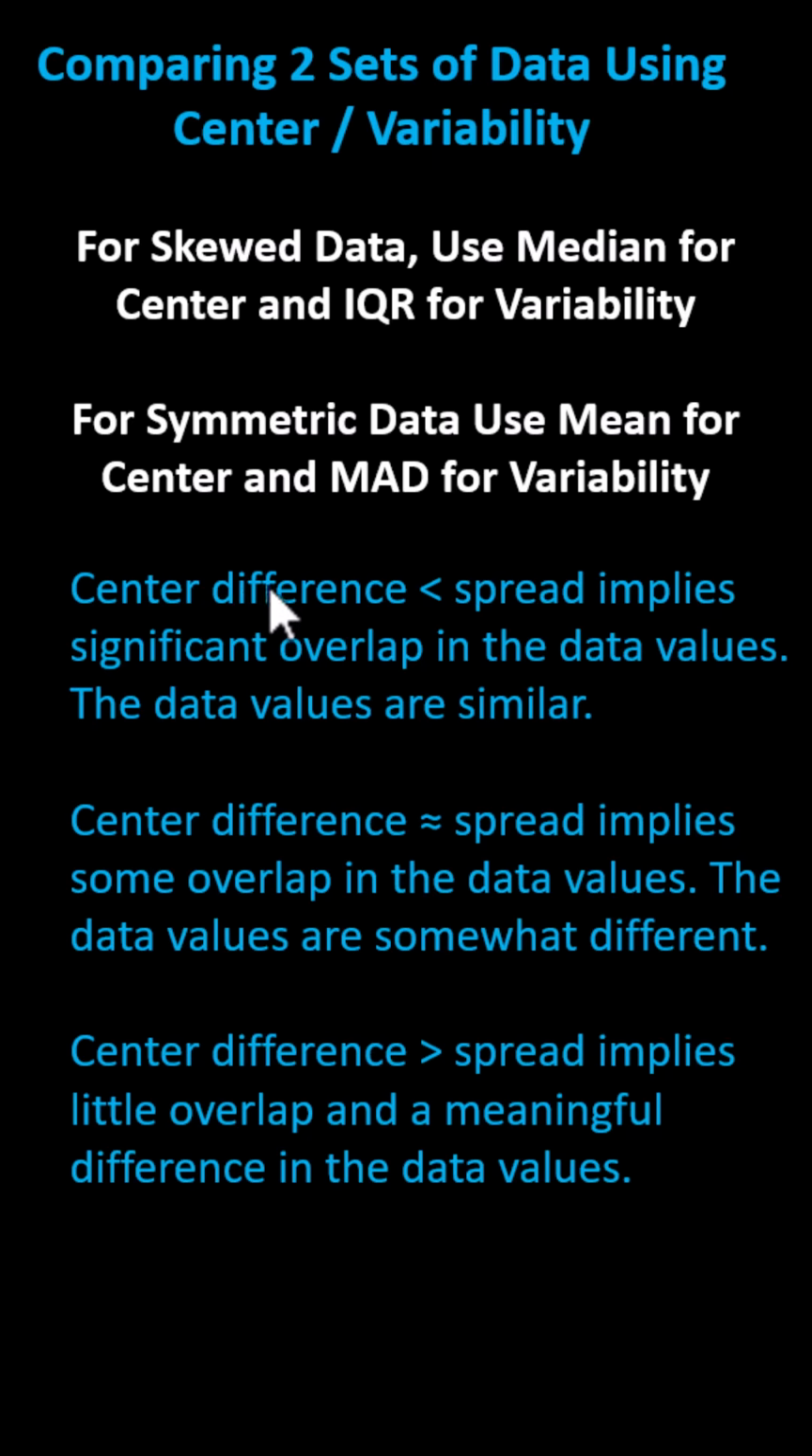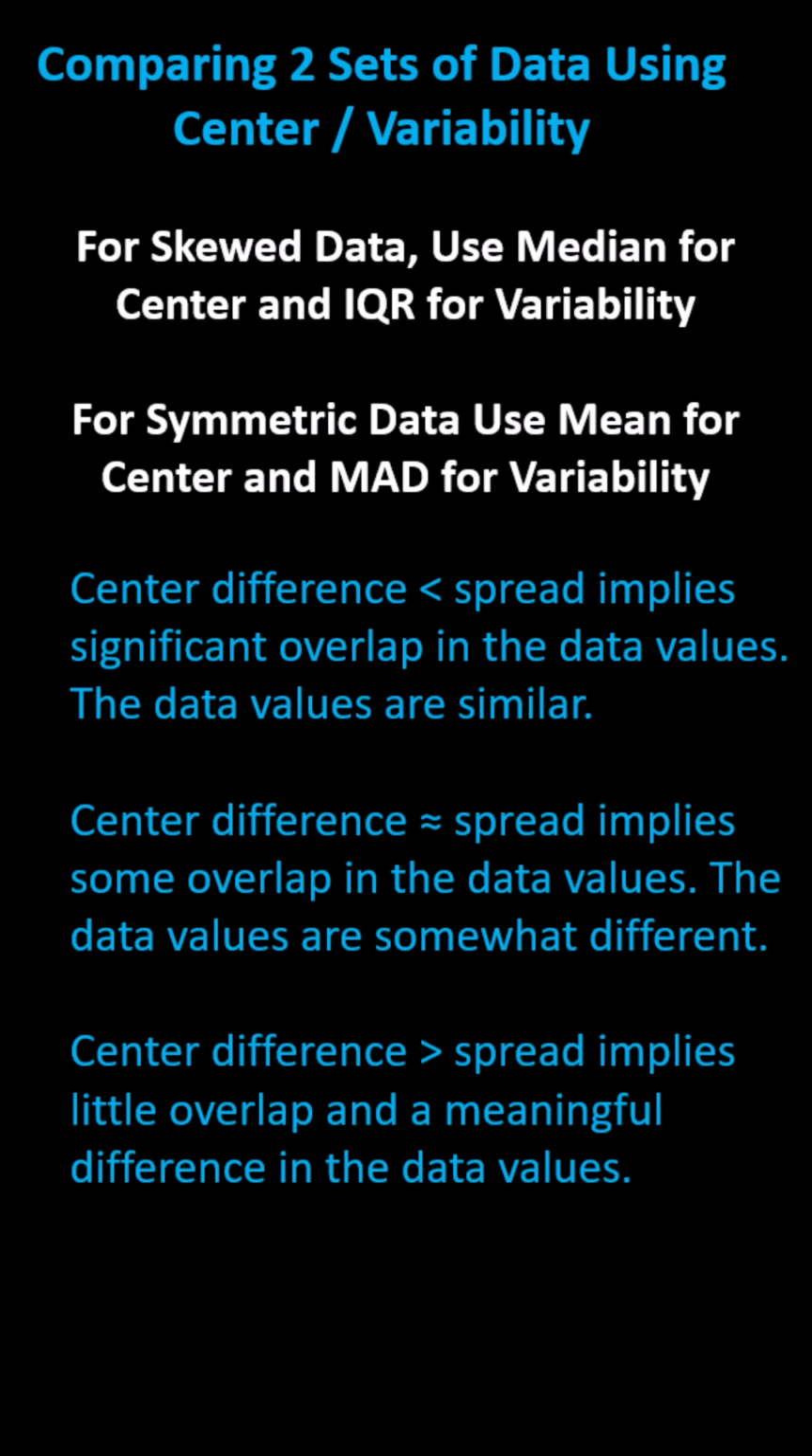Having a center difference less than the spread or variability implies significant overlap in the data values, meaning the data values are similar. Having a center difference approximately equal to the spread or variability implies some overlap in the data values. However, the data values are also somewhat different. Having the center difference greater than the spread or variability implies little overlap, meaning a meaningful difference in the data values.